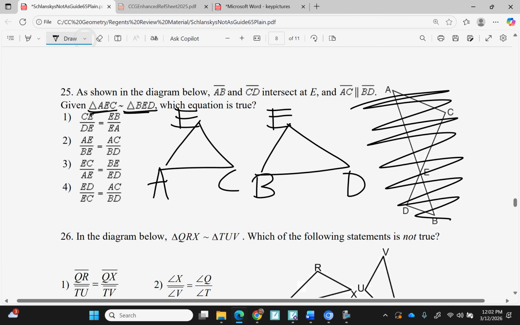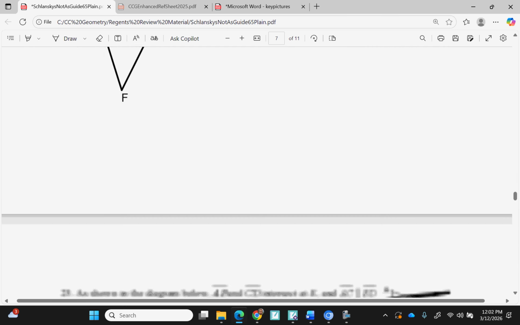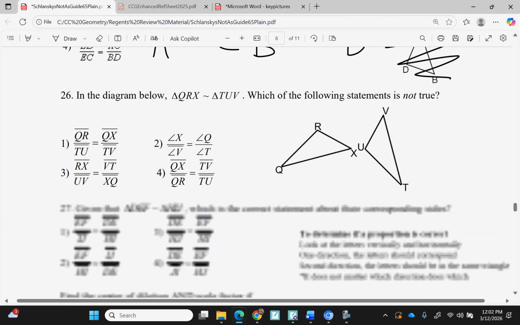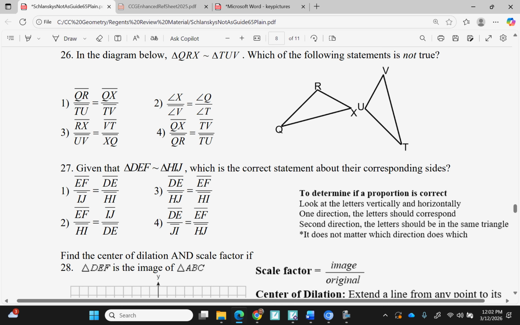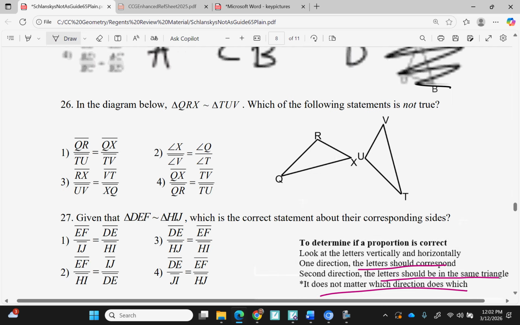Now I look at the letters. I look at the letters horizontally and vertically. One direction should correspond. One direction should be in the same triangle. It doesn't matter which direction's which. So I have the notes here. One direction the letters should correspond. The second they should be in the same triangle. It doesn't matter which direction's which.